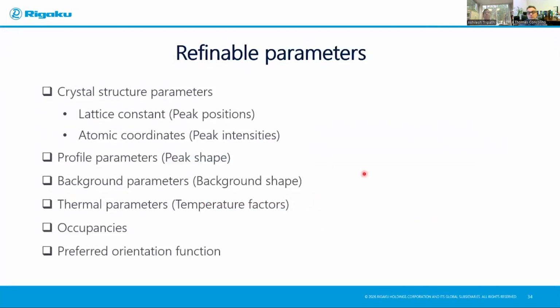So in this way, you got the idea that a number of refinable parameters are contributing to building my model. What are your refinable parameters? The crystal structure parameters, lattice constants, atomic coordinates, profile parameters which contribute to peak shape, background parameters, thermal parameters, occupancies, and preferred orientations. So again, I repeat, the purpose of this slide is to show that you have all these controls in a Rietveld refinement to fine-tune your model to fit the diffraction pattern that you obtain from your instrument.